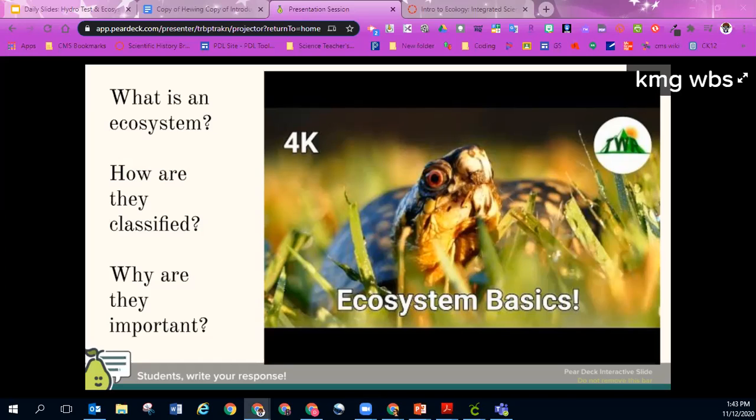Alrighty, so things that I am seeing in our Pear Deck box are: ecosystems are made of living things. They're classified as aquatic or terrestrial, and they are important because they help with food chains and they provide food to other parts of the food chain. Okay. I'm also seeing it's important because it adds a lot of biodiversity, which is a good one.